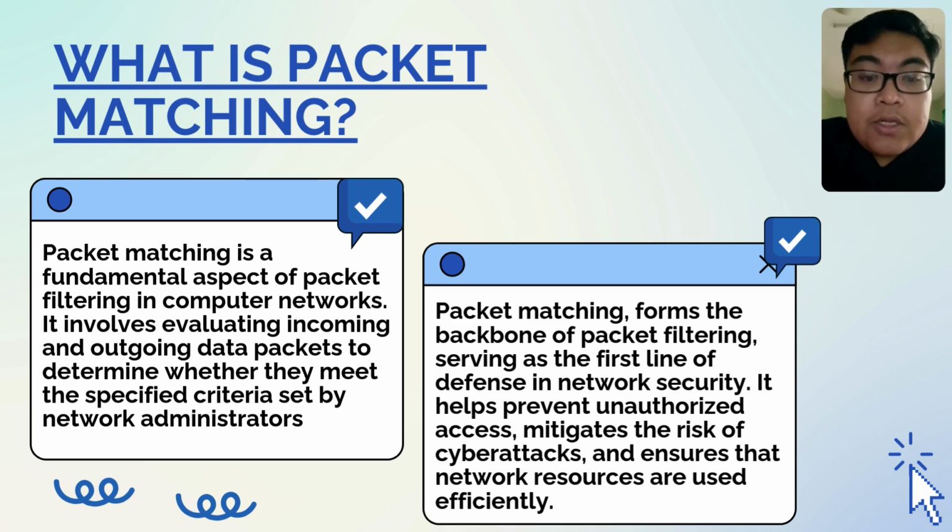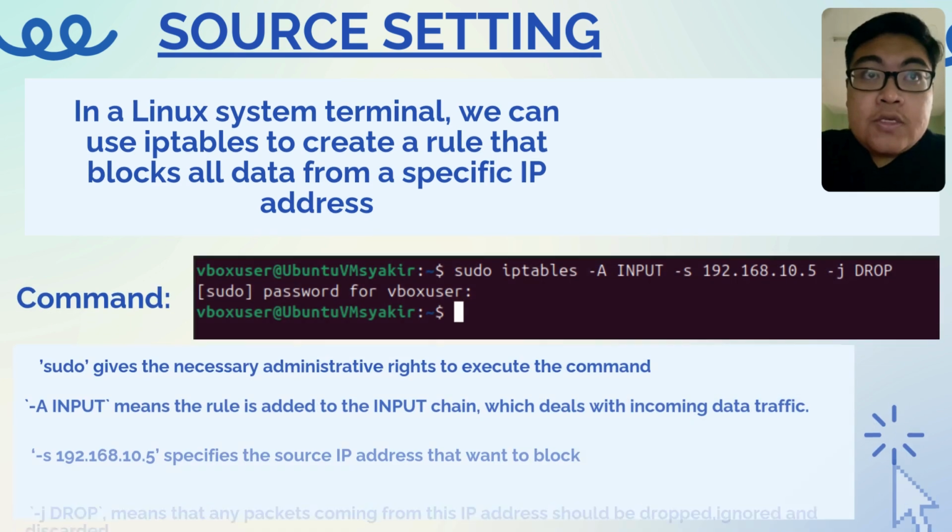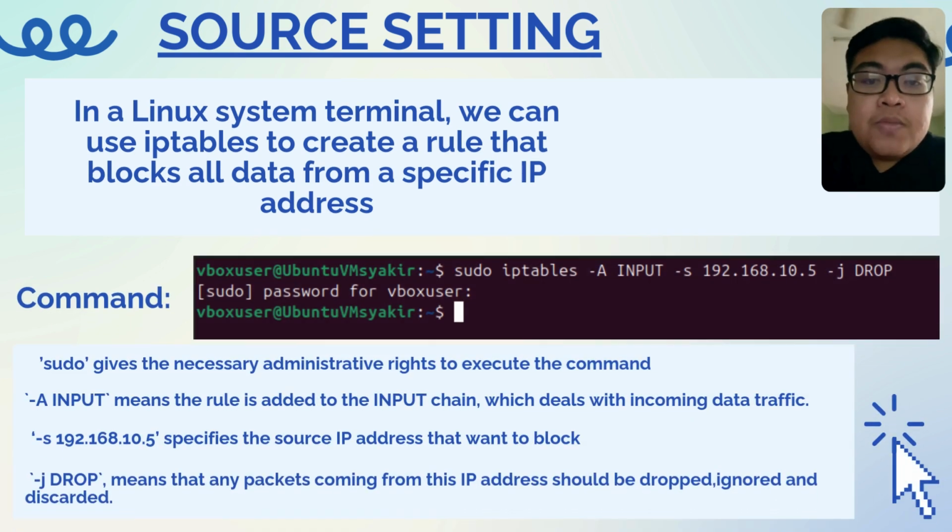Source setting. In a Linux system terminal, we can use iptables to create a rule that blocks all data from a specific IP address. Here is the command for blocking a specific IP address.